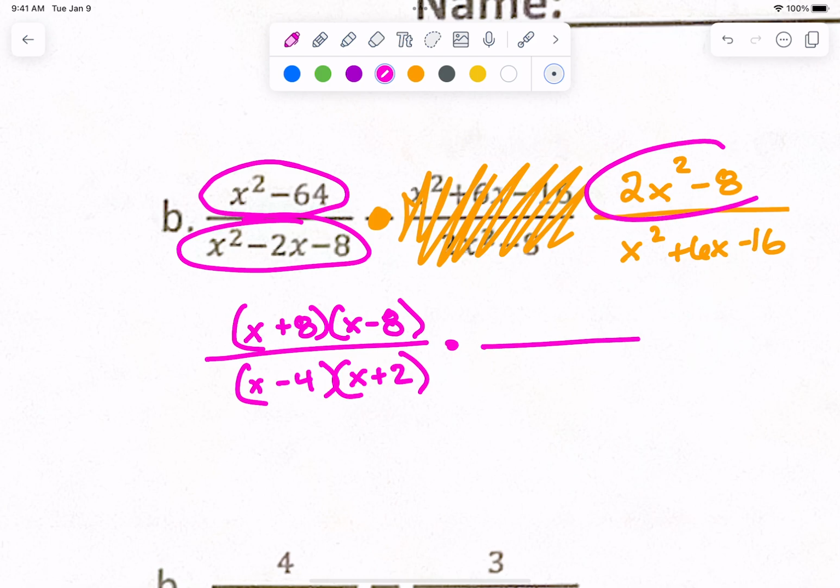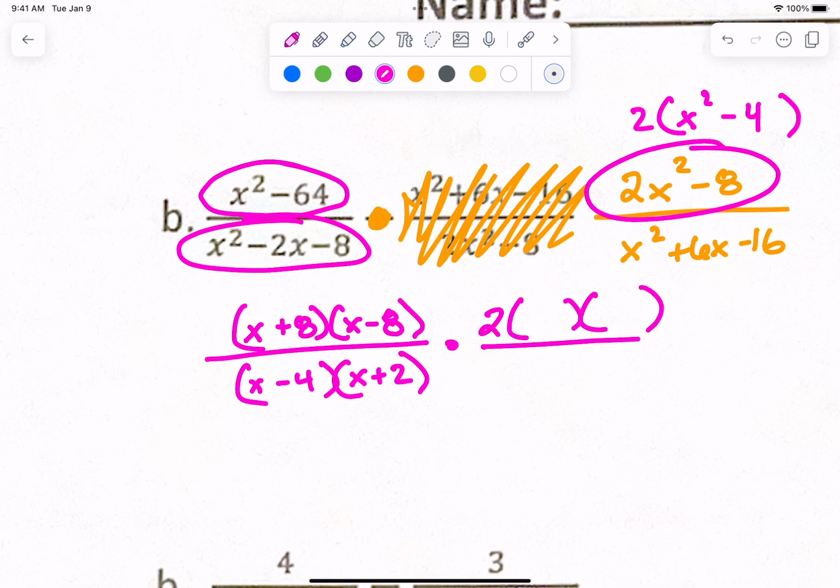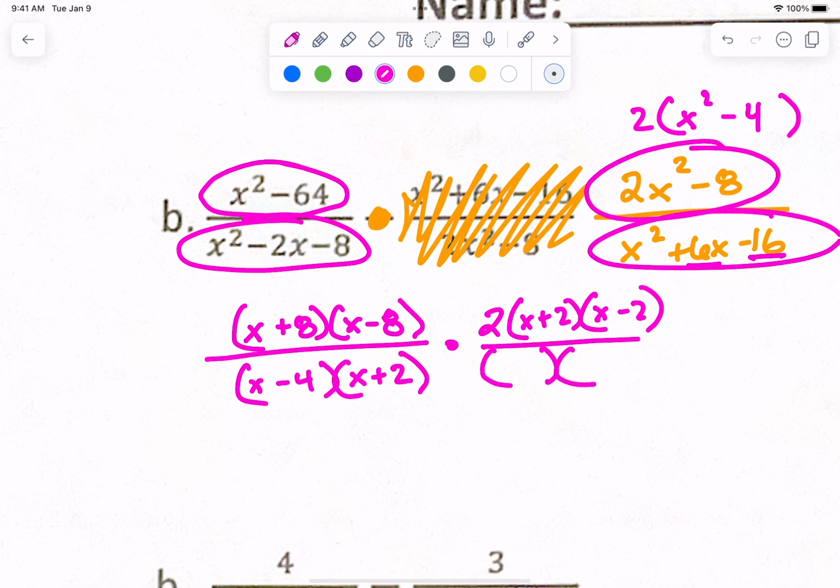What about this guy right here? Let's take a 2 out. If we take a 2 out, we have x squared minus 4. Now we can break him down further. So I've got 2 out front. X squared minus 4 is x plus 2, x minus 2. And the bottom one, is it a simple trinomial? Multiply to get minus 16, add to get 6: plus 8, minus 2.